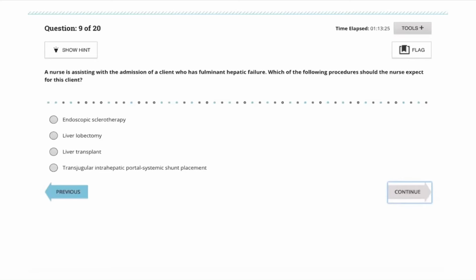People have fulminant hepatic failure, just remember the liver stops functioning. I'm going to use this time now to talk about what the liver does, okay? Because in order for you to understand liver failure, you have to know what the liver does first, so you know what's not happening, correct?